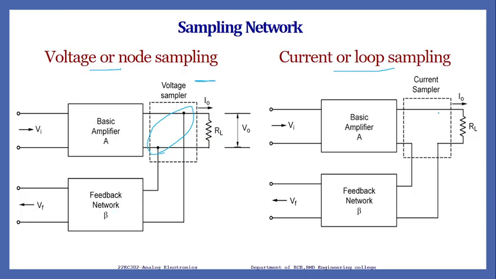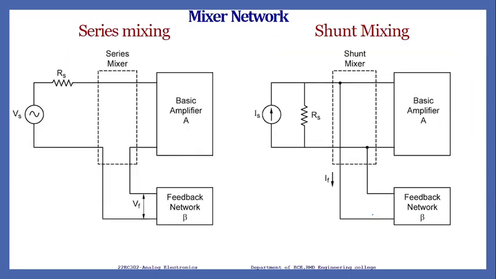If the sampler is connected in series, that is, if it connects the basic amplifier and the feedback network in a chain-like structure, then we can understand that the output is going to be a current, and therefore with current sampling the feedback signal we get will be a current component.